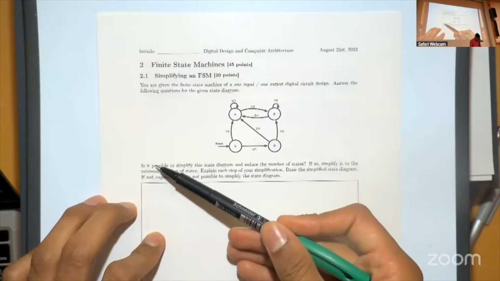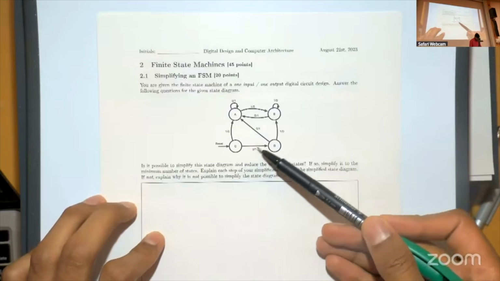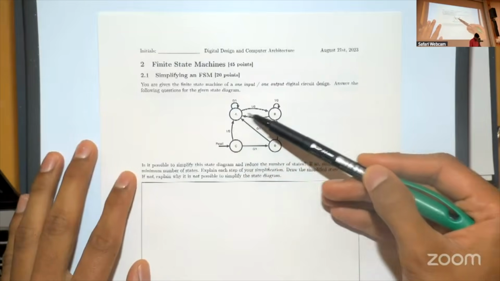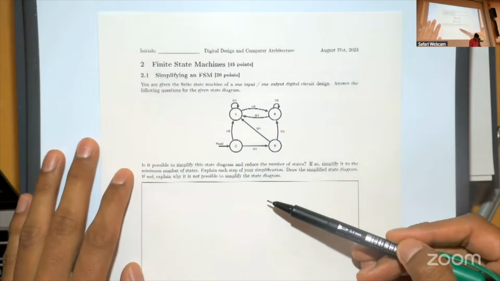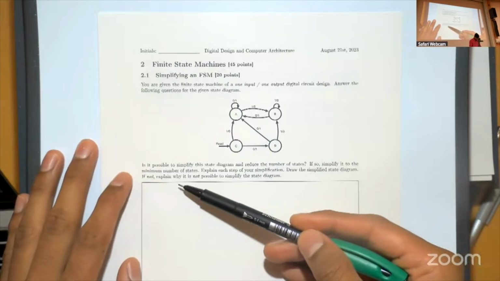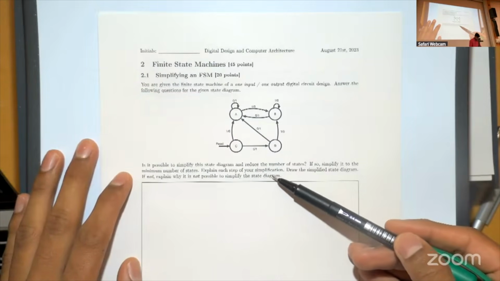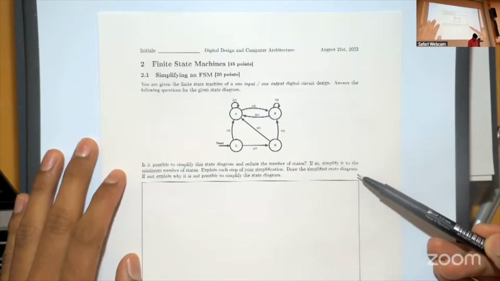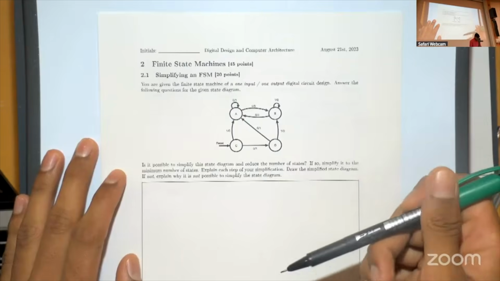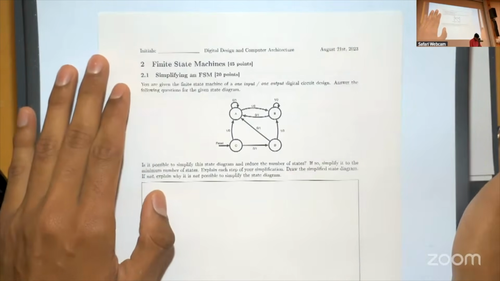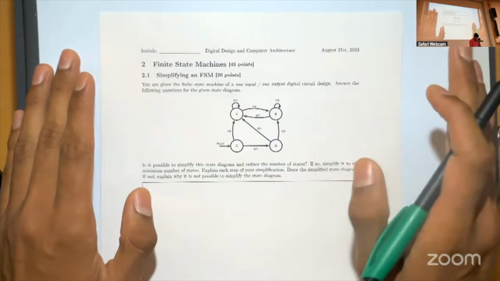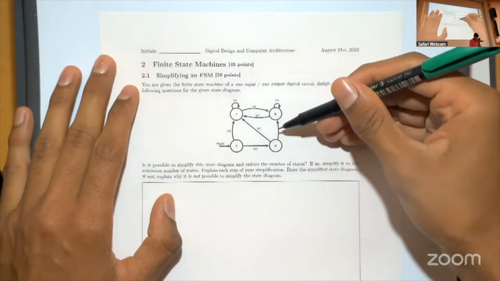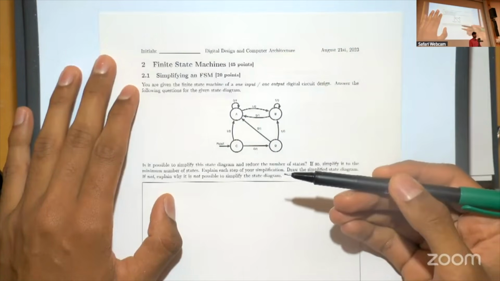The first one is, can you simplify this particular state diagram and reduce the number of states? Currently we have 4 states, A, B, C, D. If you can, simplify to the minimum states, and you should explain every step of your simplification. You draw the simplified state diagram, and if you cannot, you should explain why. Right off the bat, one thing you can notice is that states A, B, and D have very similar input-output patterns.